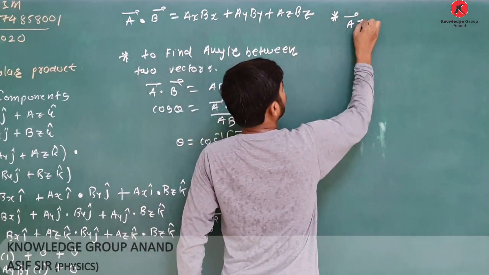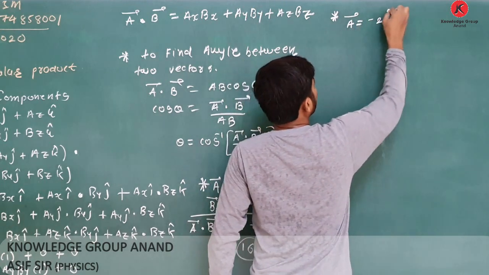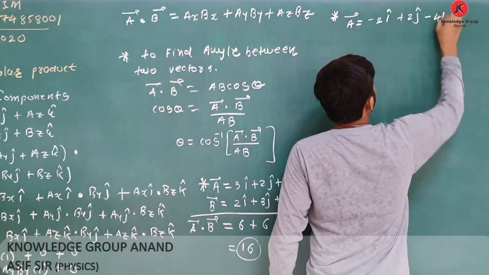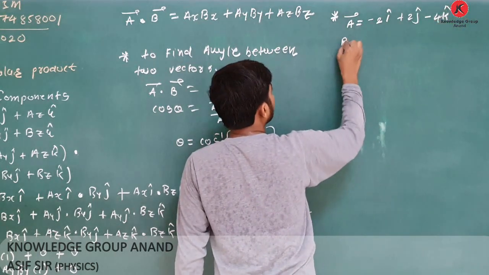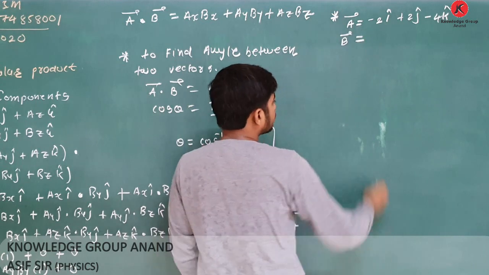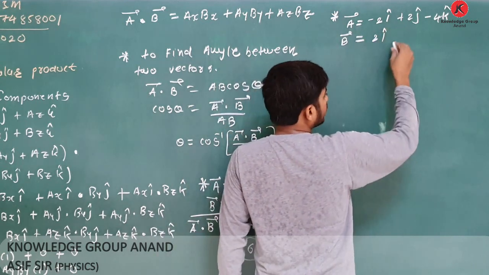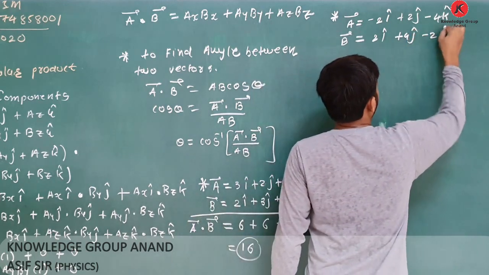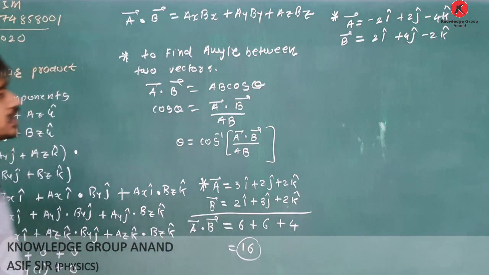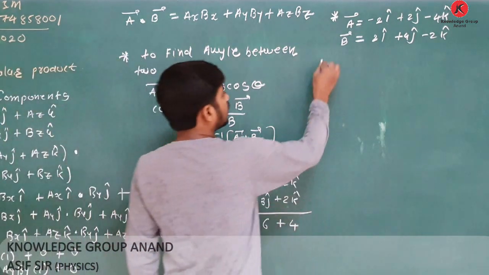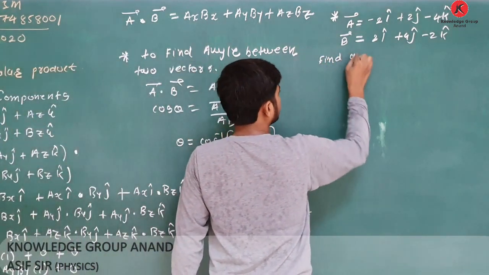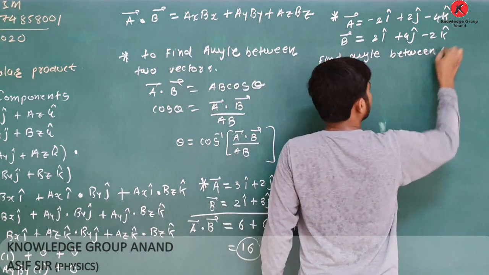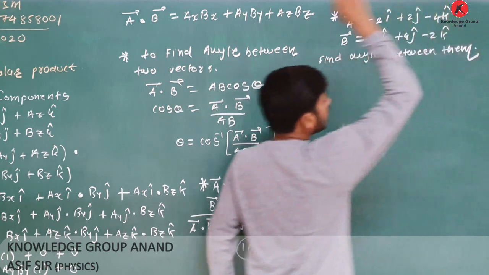The first vector A is equal to minus 2i caret plus 2j caret minus 4k caret, and another vector B is equal to 2i caret plus 4j caret minus 2k caret. We are given two vectors A and B, and your question is: find the angle between them. How to find the angle between them?